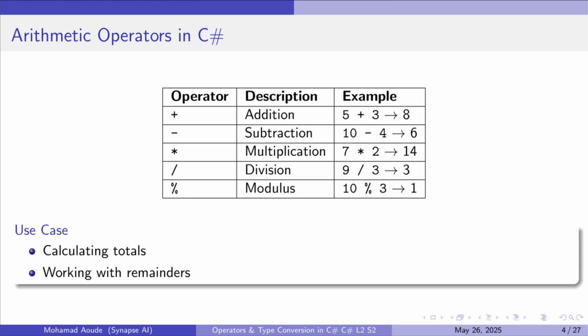Arithmetic operators let you perform basic math: addition, subtraction, multiplication, division, or modulus to obtain remainders. You'll use these every time you add up totals, calculate averages, or handle loops based on numeric conditions.